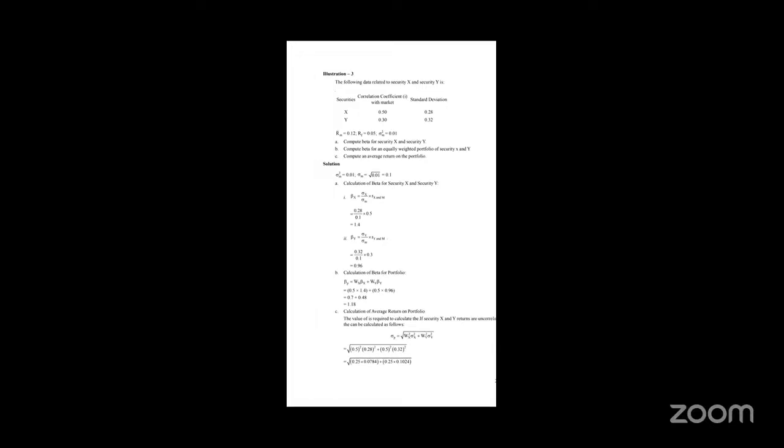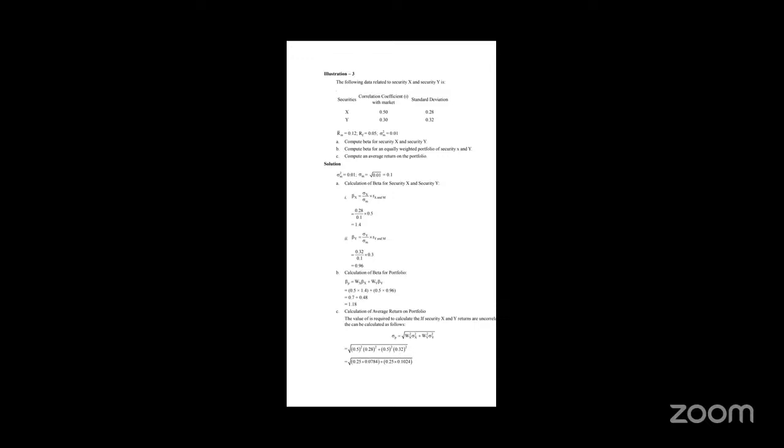They are considering the efficient market hypothesis. Next, the following data, related to security X and security Y, with the help of the coefficient of correlation with the market and standard deviation, we can also evaluate the CAPM. So if you look at the coefficient of correlation for X and Y and standard deviation for X and Y, they have given return on market 0.25, risk free is 0.05 and risk on market squared is 0.01.